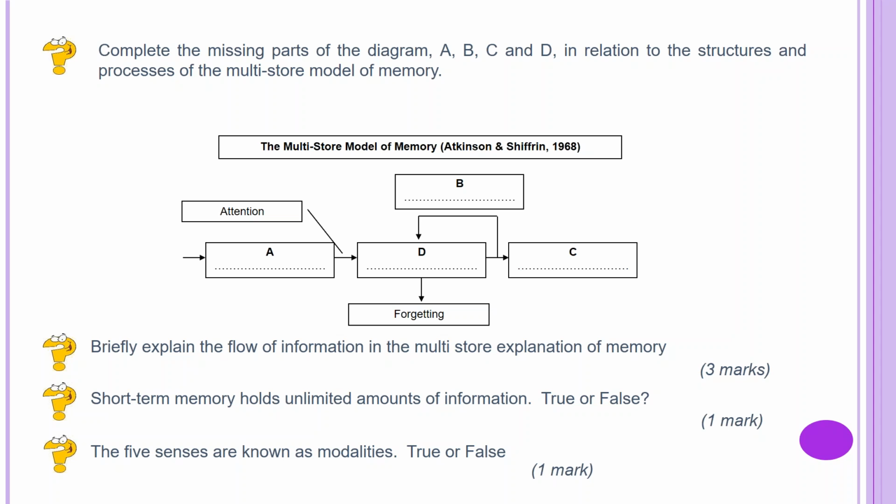If the processes are successful, information is remembered. If not, it is forgotten. So the emphasis here of this model is on the structure and processes of memory.